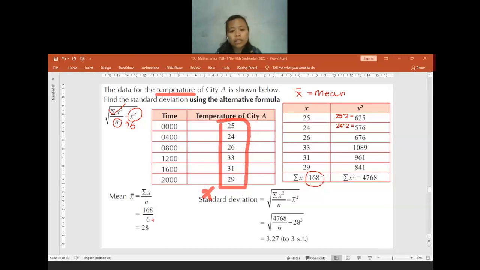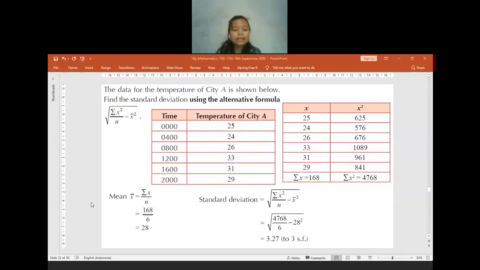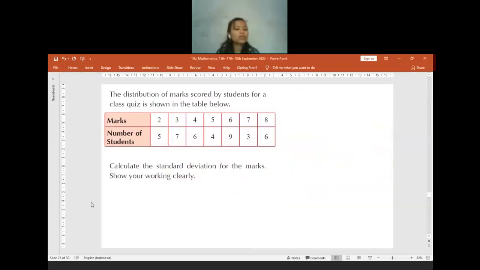Okay. If no question, let us continue to the example question. Let us discuss this question. So now we have the marks 2 and the number of the students 5. So it means there are 5 students who get the marks 2. There are 6 students who get the marks 8 and so on, as you can read it by yourself. Now we have to find the standard deviation. Before finding the standard deviation, we need to find the mean first.